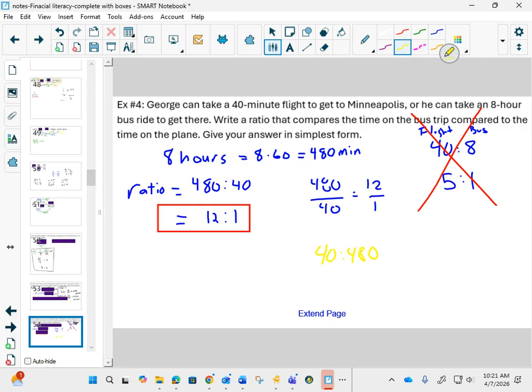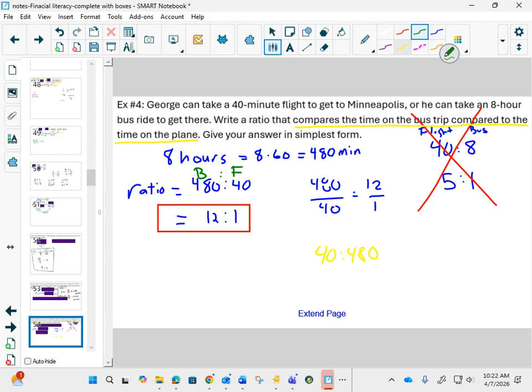So the question is, do we write 480 to 40 or 40 to 480? Technically, both are the same ratios, but I'm gonna underline this. It said write a ratio that compares time on bus, so I'm gonna put B above that number. Compare it to time on flight, I'm gonna put F above that number. Because the question said bus compared to flight, it makes sense to do the bus first, the flight second.